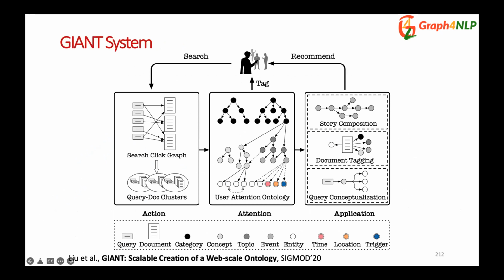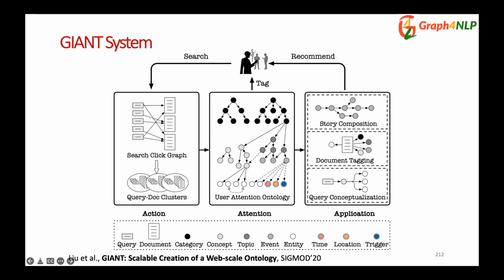So this is the framework of what we call the GIANT system. Let's say you have the search engine data, and you have the queries and the clicked documents. In this way you have a large-scale bipartite graph. Then you can perform bipartite graph clustering to divide it into several subgraphs, where each subgraph contains several queries and documents which are correlated. Then based on each cluster, you can potentially extract a phrase which may be a concept or an event and so on. So it represents a node in the ontology. Then you can identify the relationship to append it into the existing ontology graph.